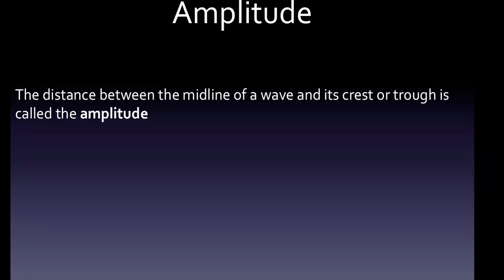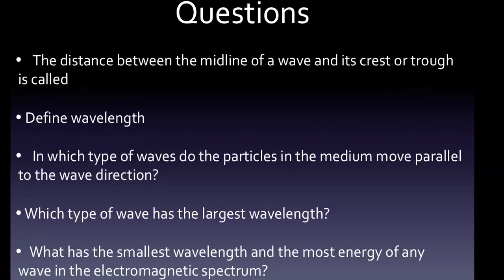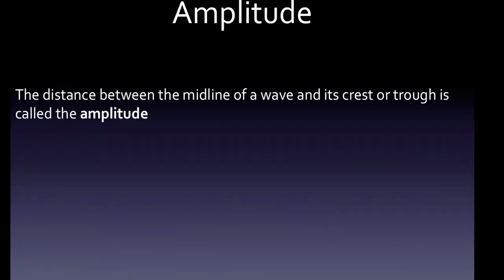first question, right? The distance between the midline of a wave and its crest or trough is called what? Right? And if it was a multiple choice question, it would be with amplitude, frequency, wavelength, and something else. All right, there's our first question. Distance between the midline of a wave and its crest or trough, that is amplitude. Okay. If this was a wave traveling through water, amplitude would measure the maximum displacement of the particles from their resting point.